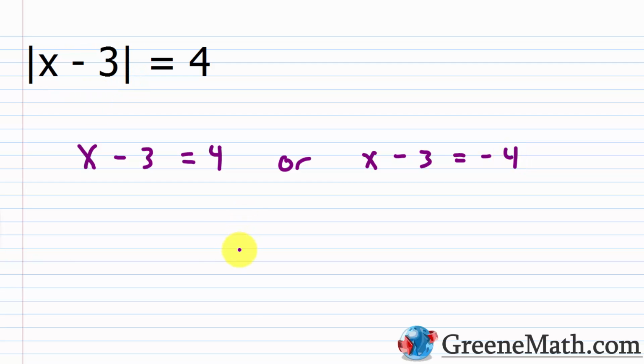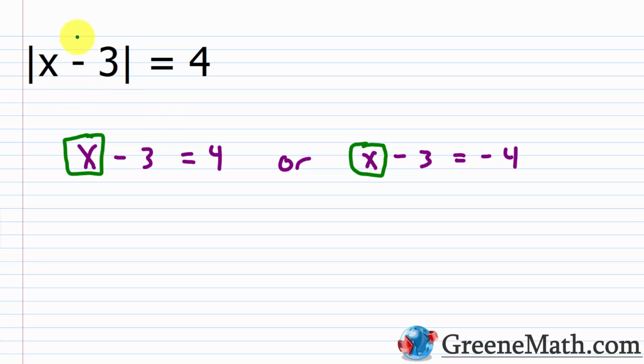Well, think about it. If I find a value for x that when I plug it in here and I subtract away 3, it's going to give me 4. Basically, I'm going to be evaluating the absolute value of 4, and that is 4. So I'm good to go there. Alternatively, if I find a value for x, then when I subtract away 3, I get -4. Well, I'm going to be evaluating the absolute value of -4, which is also +4.